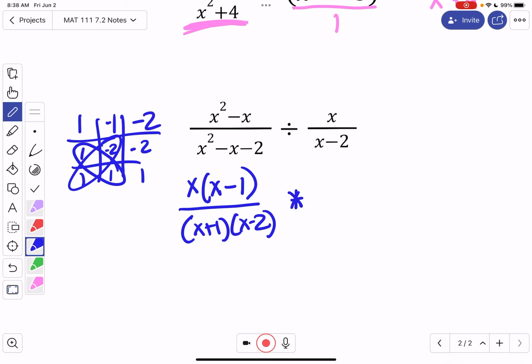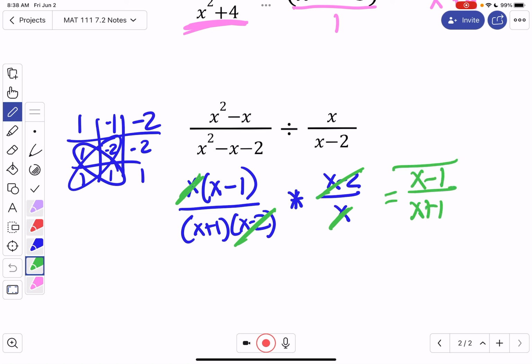Change the division to multiplication, flip the second fraction, and then cancel. So we have an x on the top and x on the bottom. X minus 2 on top, x minus 2 on the bottom. We're left with x minus 1 and x plus 1.